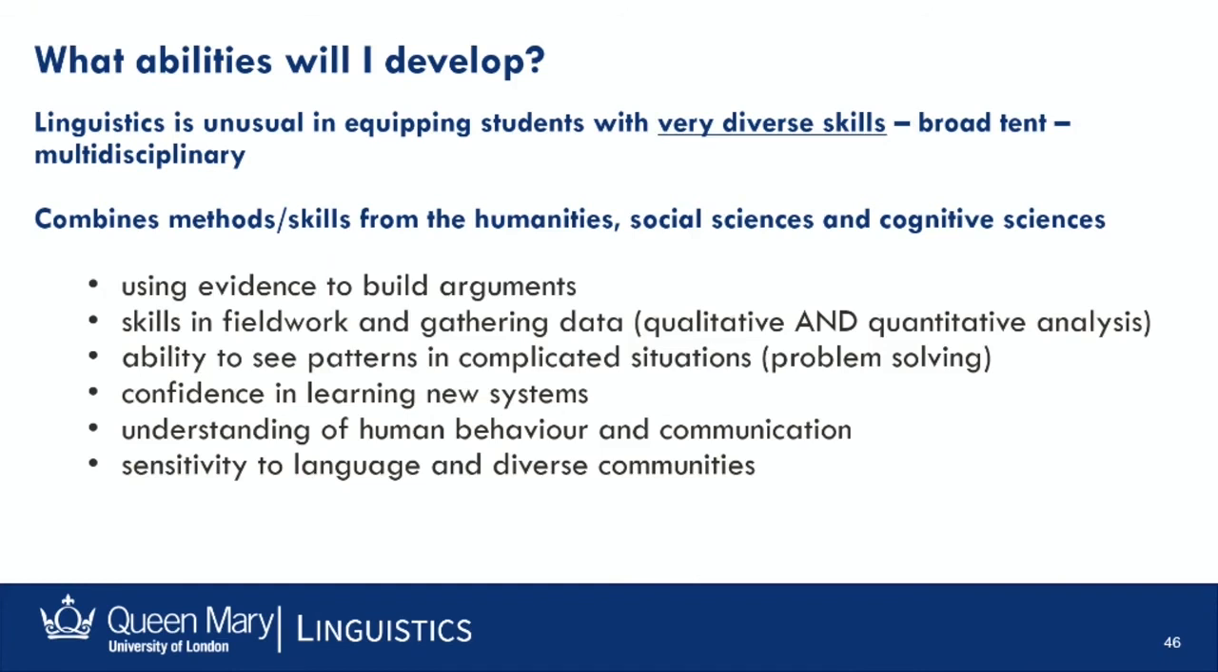And confidence in learning new systems, because each module is going to be a little different from the other. They do build on each other, but there will be slight twists. And ultimately, the softer skills: understanding that human behavior and communication is sensitive to context, and how to navigate that in the real world.